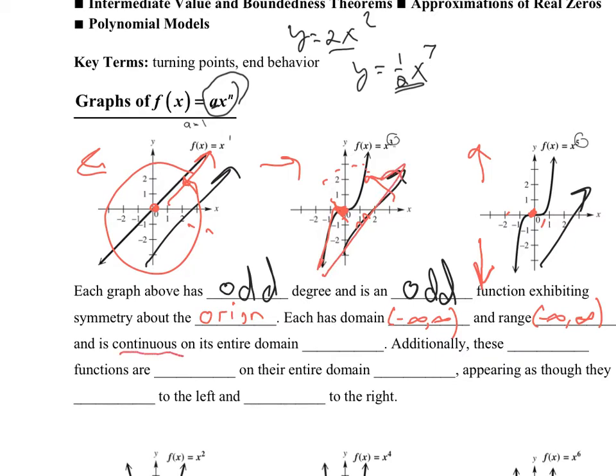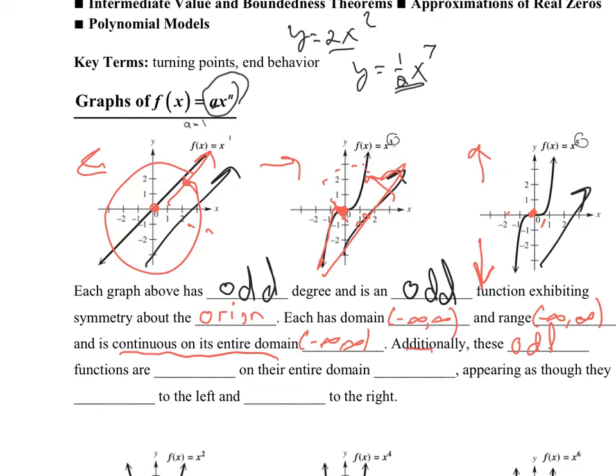And they're all continuous on the entire domain of negative infinity to infinity. Additionally, these, I don't know what else to put. I think somebody yesterday said, just use the word odd again. Okay, these odd functions, I hate repetitiveness. These odd functions are blank on their entire domain, appearing as they blank.